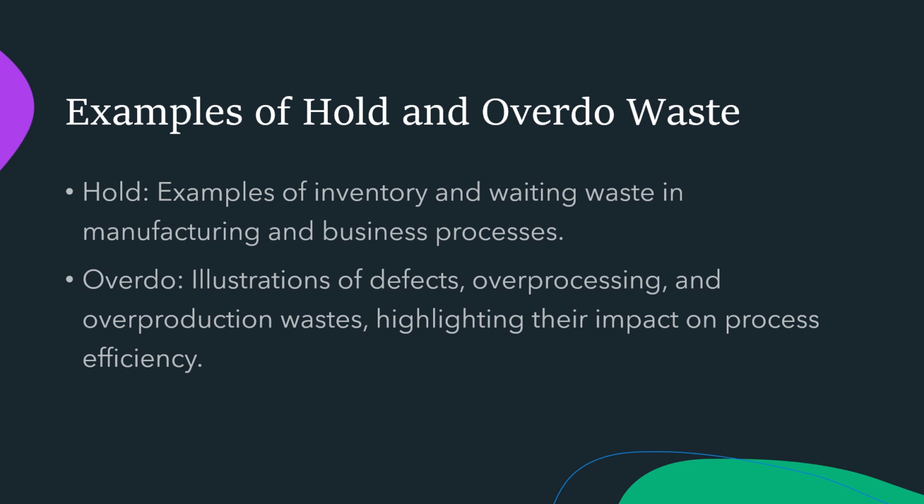Further moving on, examples of hold and overdue waste. Let's examine examples of hold and overdue waste. Hold waste includes excess inventory or waiting time, which can lead to increased costs and reduced productivity. Overdue waste encompasses defects, overprocessing, and overproduction, all of which contribute to inefficiencies and should be minimized. By identifying and addressing these waste types, organizations can optimize their processes and achieve greater efficiency and effectiveness.